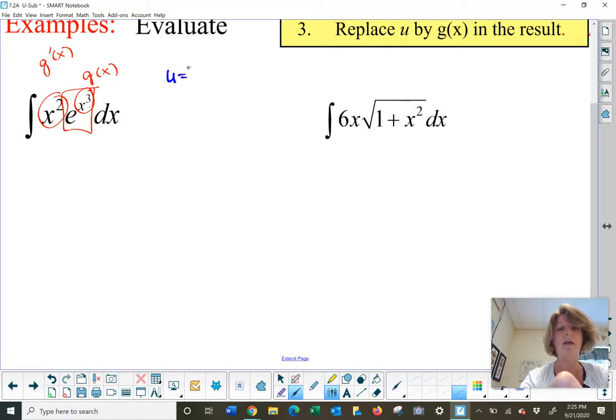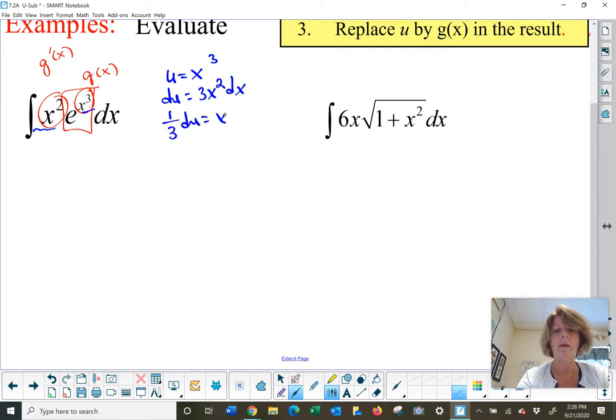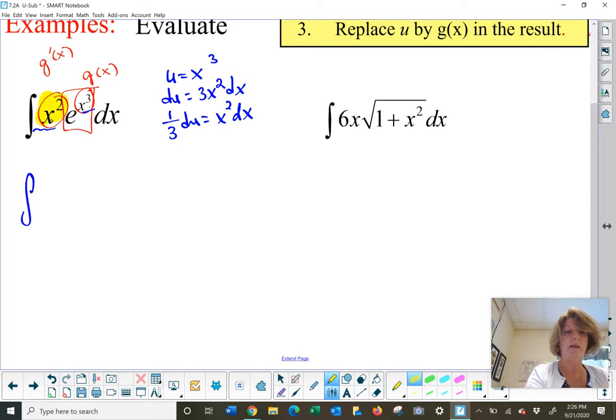So let u equal the x cubed. Then du would equal 3x squared dx. And I do a comparison. I don't have the x squared, I have 3 of them, so I'm going to divide by 3 or multiply by 1/3 and get 1/3 du equals x squared dx. Now I have everything I need to set up my substitution. The x squared dx gets substituted with a 1/3 du.